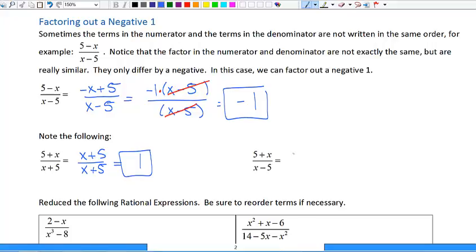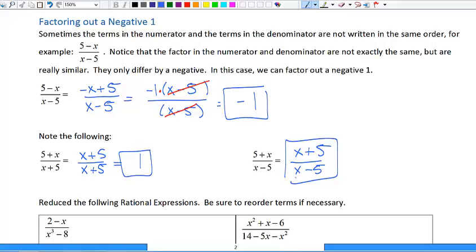Now let's take a look at this next example. 5 plus x over x minus 5. Notice the x is positive in the numerator and the x is positive in the denominator. So that means that the x's are the same sign. But the 5 is positive in the numerator, but it's negative in the denominator. So the x's have the same sign, but the 5's have different signs. So if I rearrange this, please note that there is nothing else I can do here. This doesn't work at all. This is as reduced as you're going to get it.